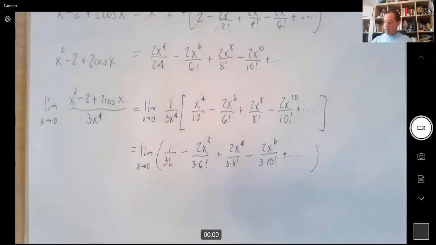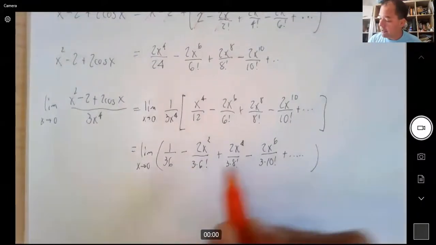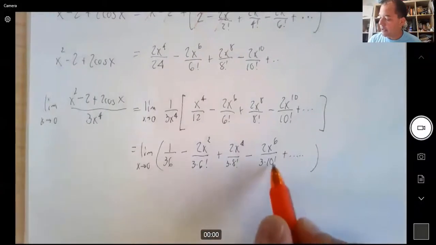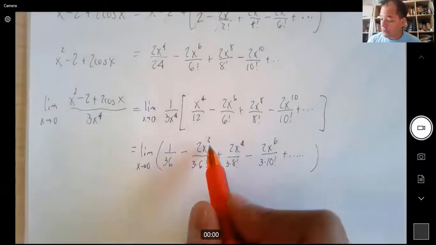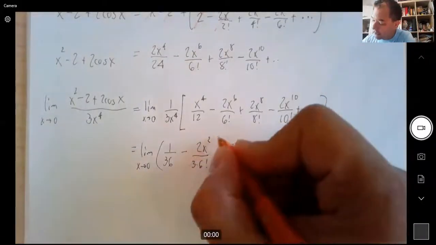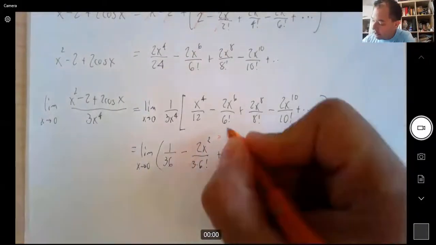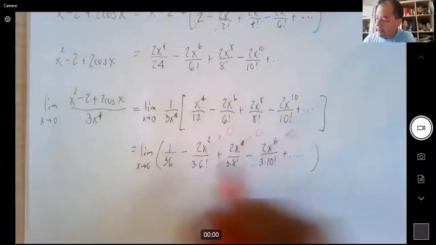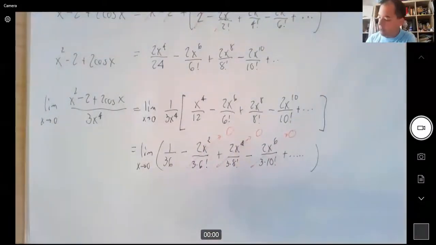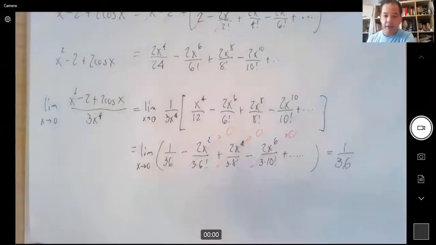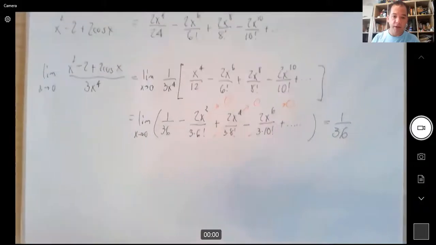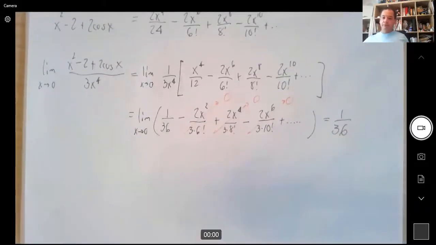Okay, and now here's the beauty of it, right? We're plugging 0, and that's why I didn't even multiply this out. Why? Because I don't need it, right? I'm going to now take the limit when x approaches 0. So all of these guys go away. They're all going to 0. The only thing that survives is this 1 over 36. And that's the answer to my problem. All right? Questions?